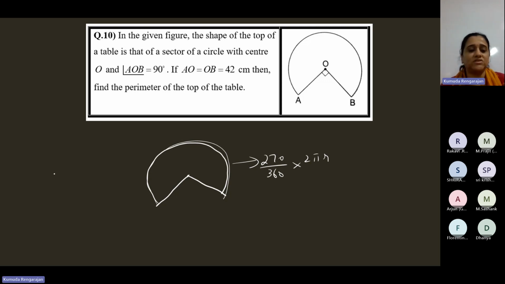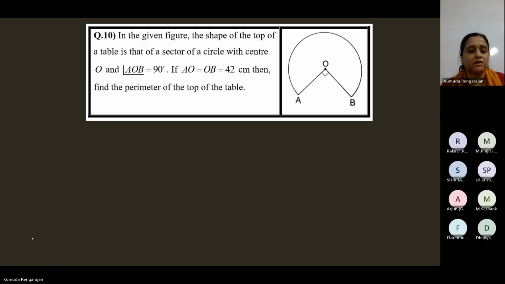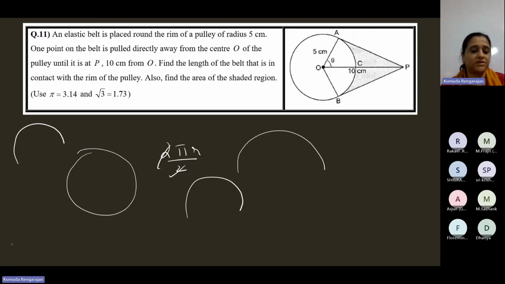So the perimeter of this region is radius plus radius plus theta by 360 into 2 pi r. So don't go wrong here. Very good. Yeah, this is the next one.